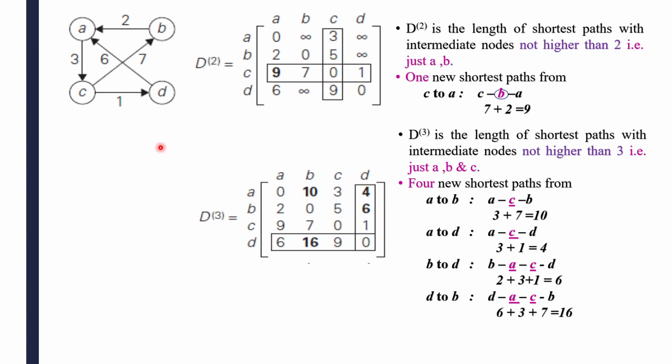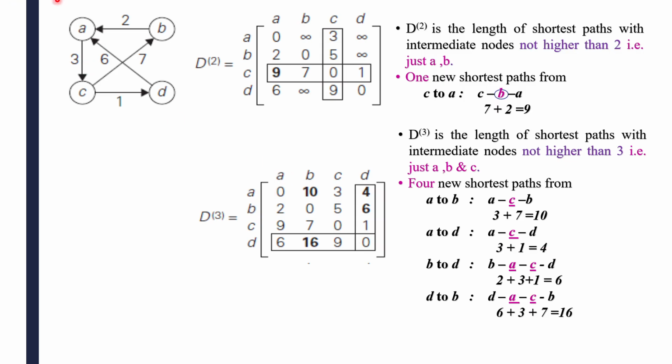Next, A to D. Now for A to D, is there any path to get with the help of intermediate nodes? So A to D with the help of C as an intermediate node, I'll get a new path. Yes, then I have to check that one. A to C, C to D. That is 3 plus 1, which is 4.